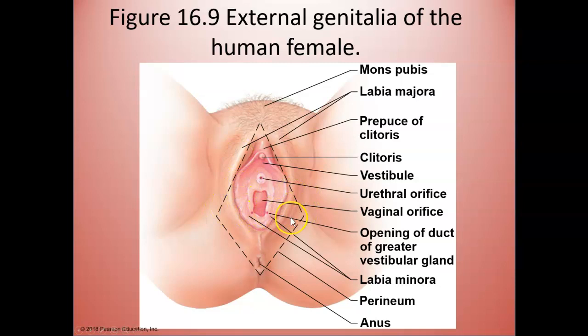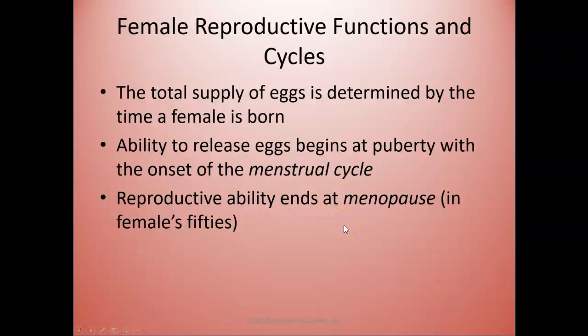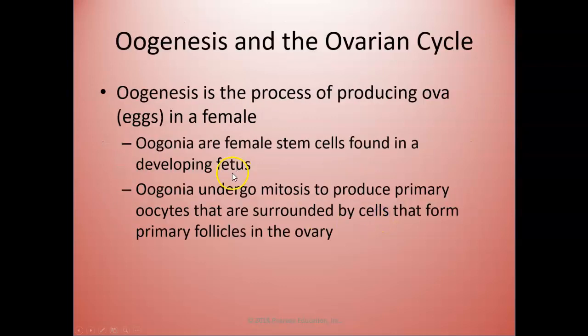So that's kind of again looking at all that. Okay. So female reproductive functions and cycles. The total supply of eggs is determined in a woman by the time she's born. I've heard, I'd have to check this, but something on the order of 400,000 eggs at the time of birth. Then beginning at puberty with the start of the menstrual cycles, menarche again being the name for the start of the menstrual cycles, this continues through menopause, usually late 40s to 50s for women.